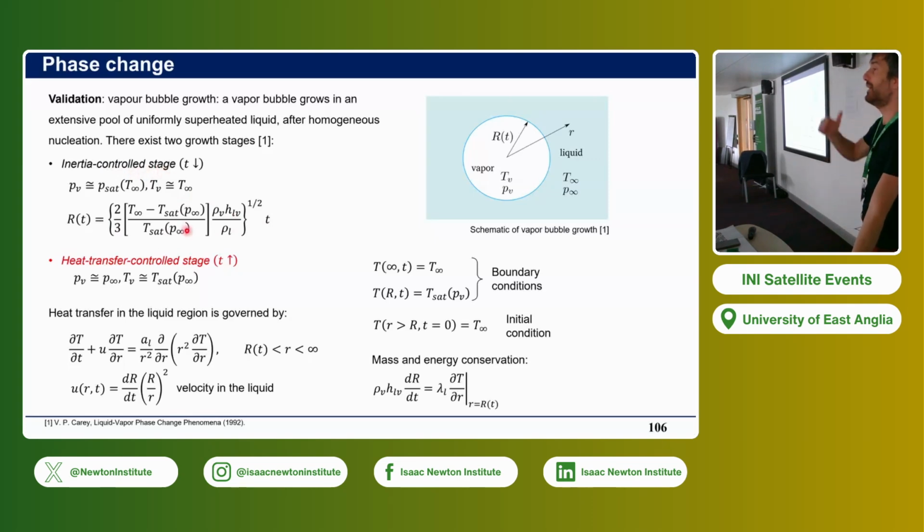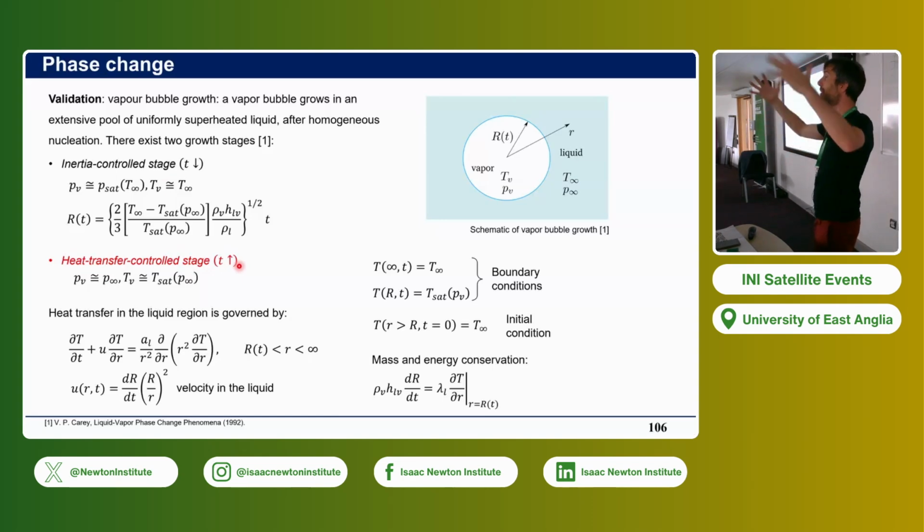As you move to later time instants, if your bubble is big enough already, you transition from the inertia-controlled stage towards the heat transfer controlled stage. At this point, the bubble is growing more slowly, so the inertia of the liquid to be displaced is no longer a problem. Now the limitation is heat. The bubble is big, and to be able to continue growing, it needs to be fed with heat coming from the liquid. And if heat conduction through the liquid is not strong enough, the bubble will not have enough energy to grow.